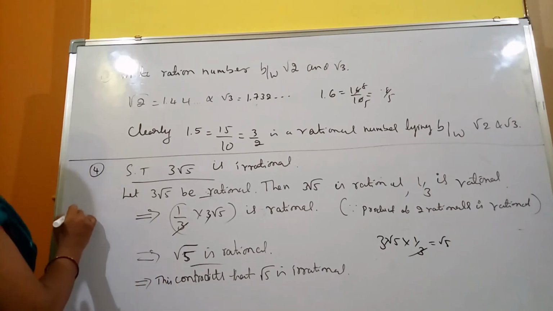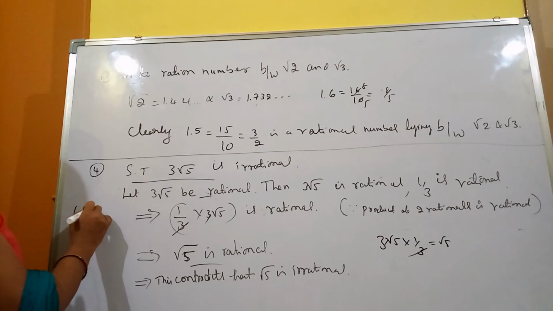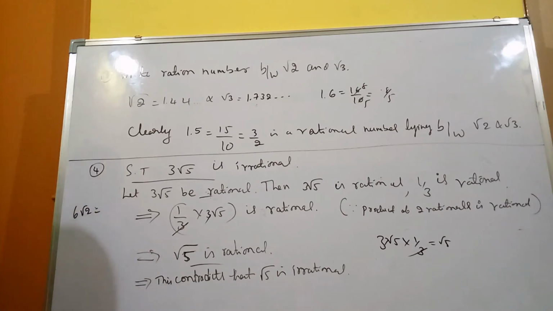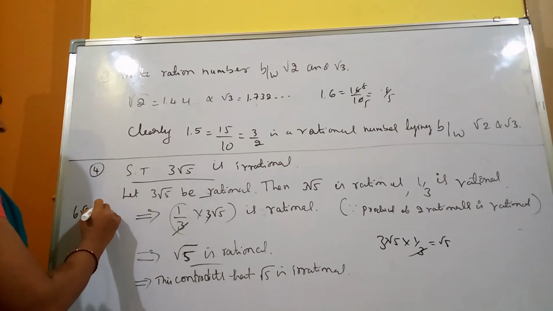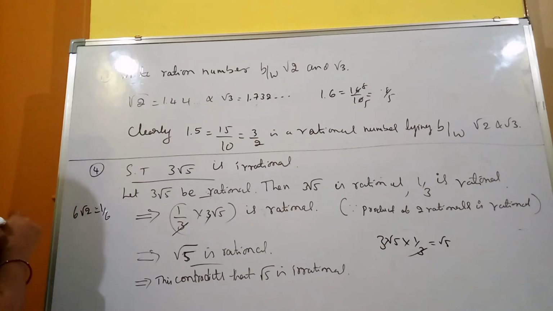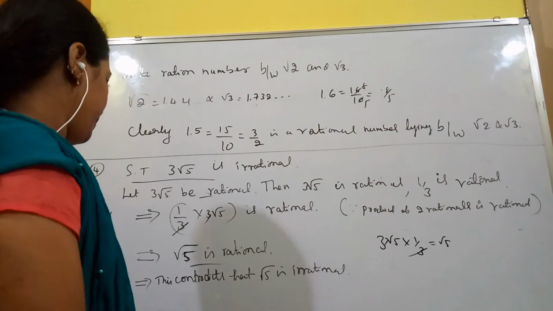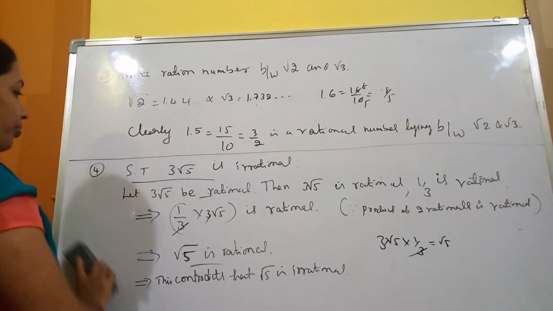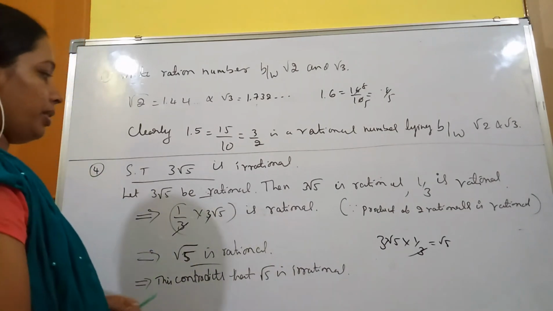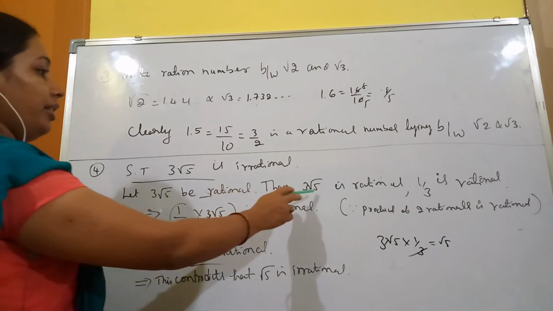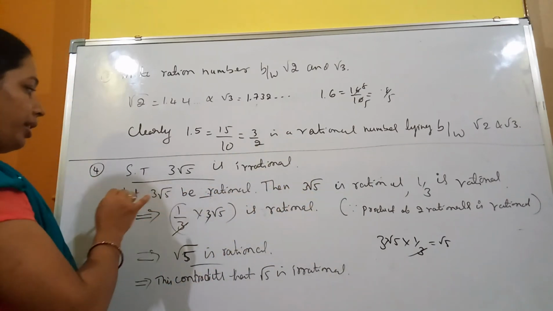They can ask 6 root 2. Then what you have to do? You have to take the number and multiply by 1 by 6. 1 by 6 we have to take as an assumption of a rational number. Why? If you multiply, 6 gets cancelled, we will get root 2. The irrational number we should get. Okay. So the irrational form we have to take now. That's why we have to multiply with that. Then that rational number we have to take.